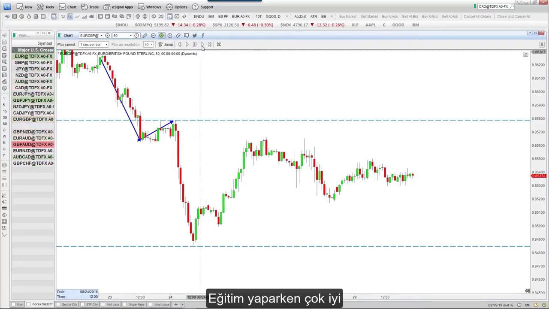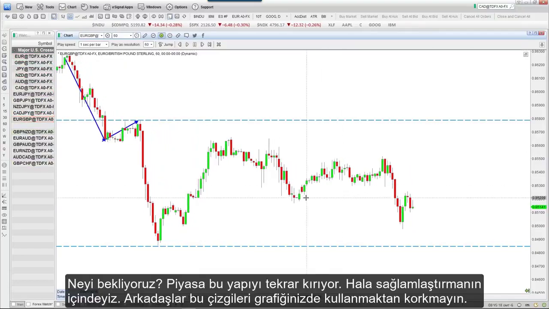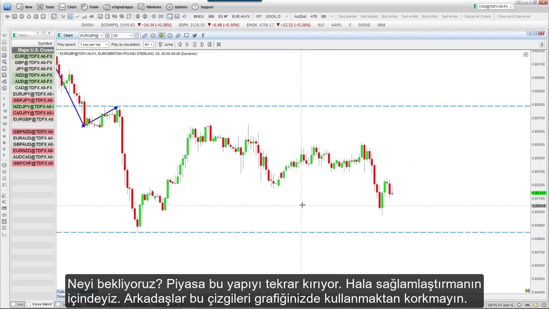Again, just an awesome feature to have when you're training. And what are we waiting for? Now the market breaks structure again, still inside of that consolidation. And guys, don't be afraid to use these lines on your charts.